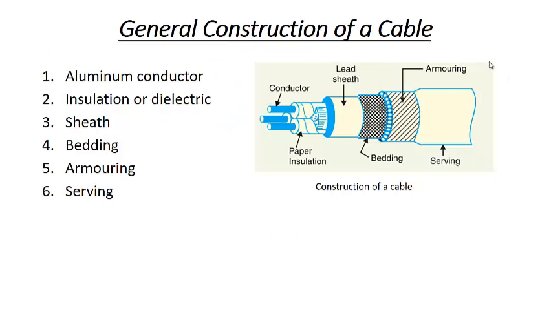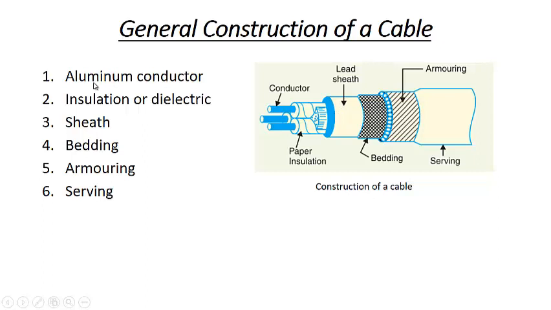The general construction of a cable usually has six parts. One is the aluminum conductor or copper conductor, that's over here. This is the conductor. Insulation or dielectric is placed over here, which separates it from the sheath and other conductors. The other one is the sheath, that is this one.